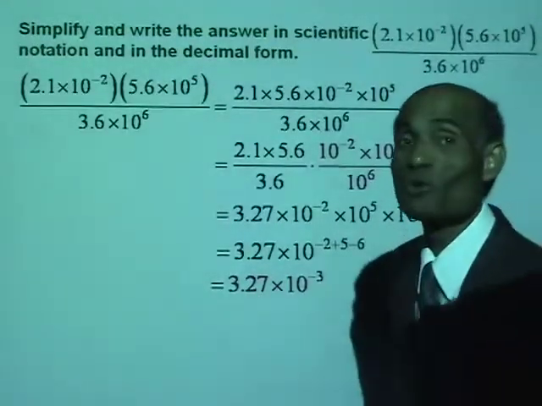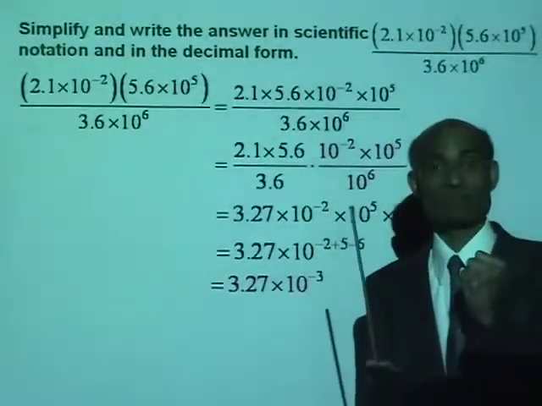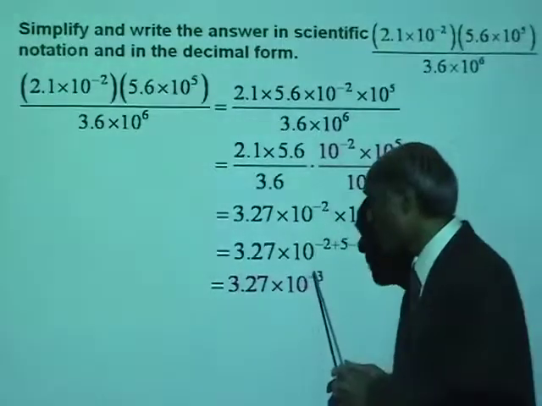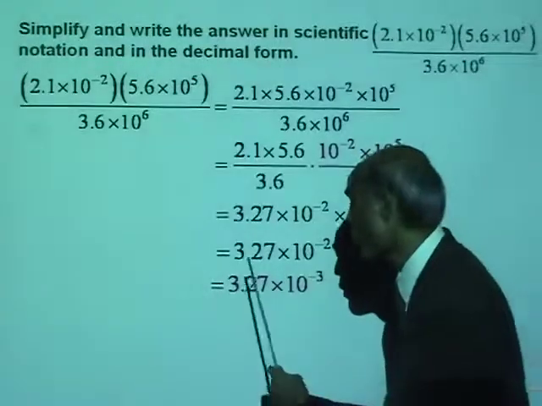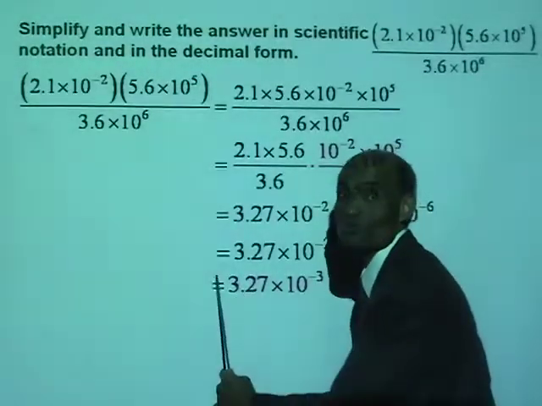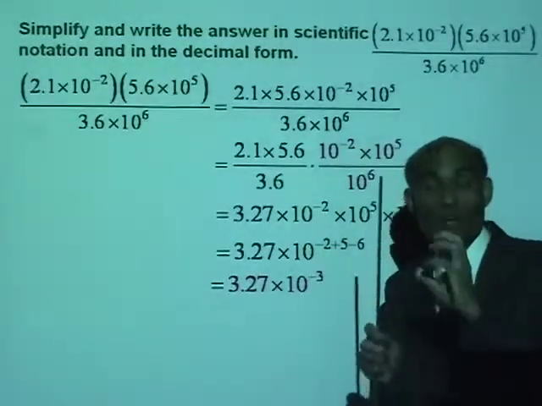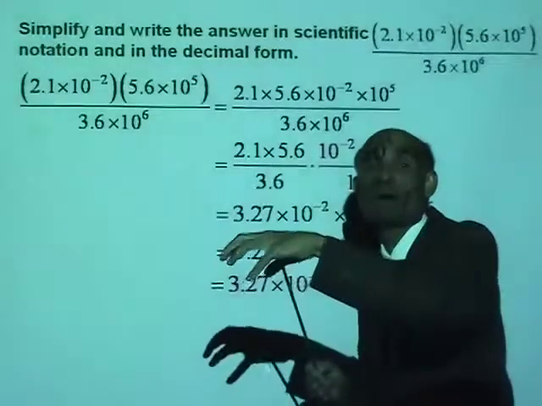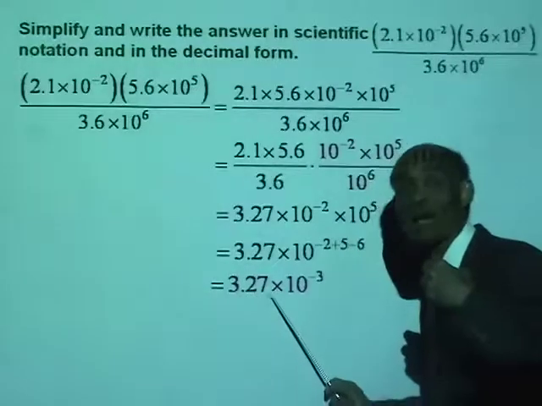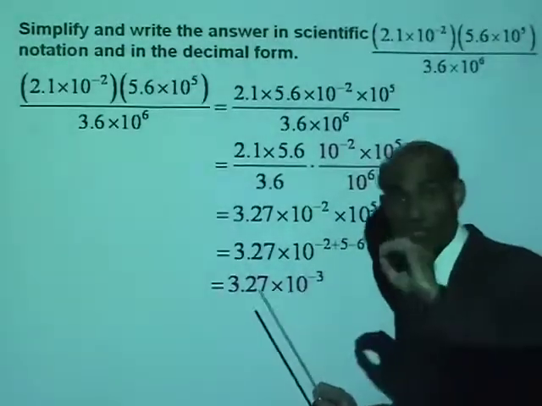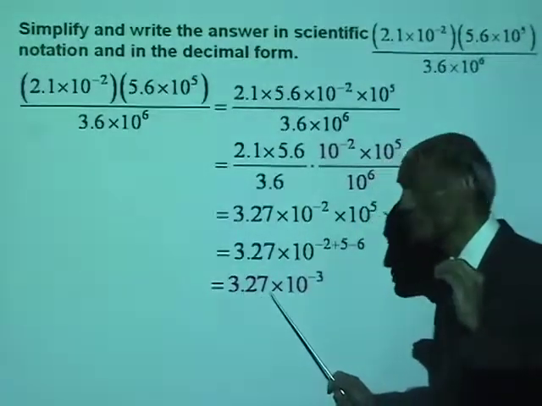I know some of you are getting confused with the negative power and the positive power. Now, if the power is negative, to bring it back to the decimal form, you move the decimal to the left. If the power is positive, a positive power is a big number. So, to make a big number, you move the decimal to the right. So, if the power is positive, to convert the number to decimal form, move the decimal to the right.